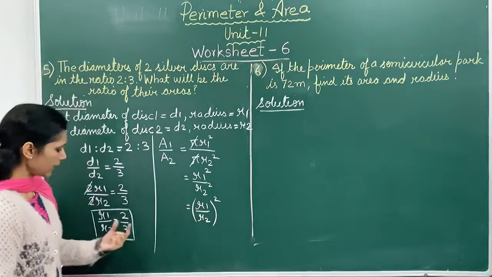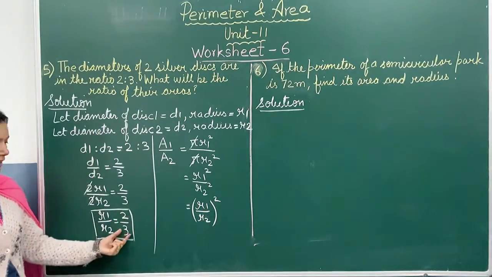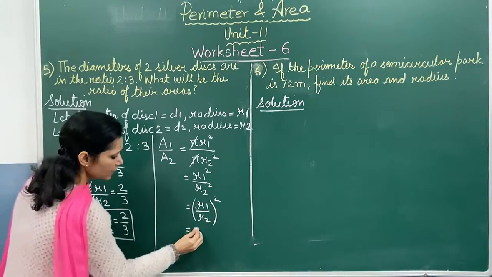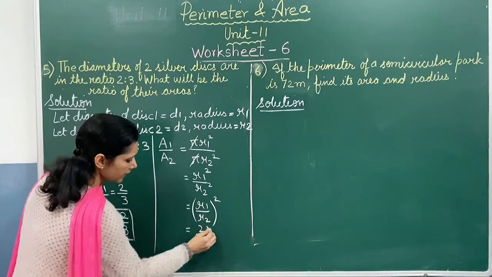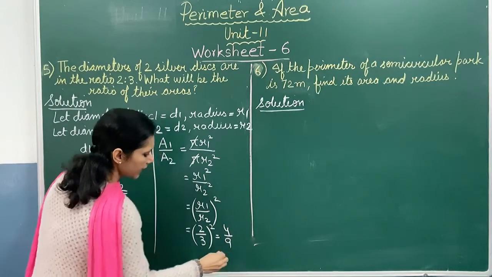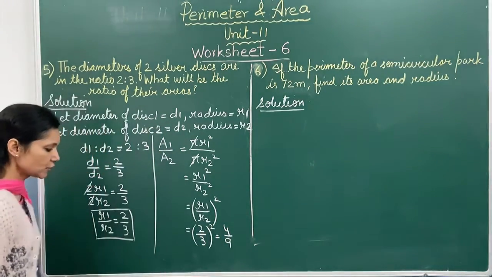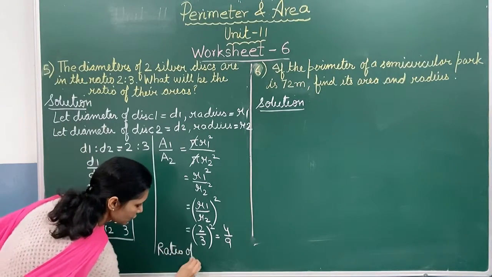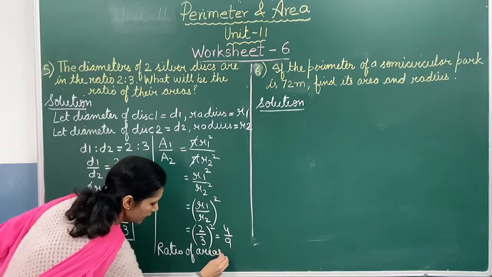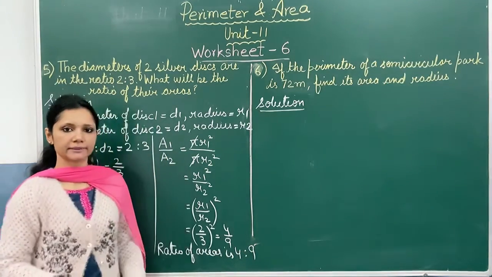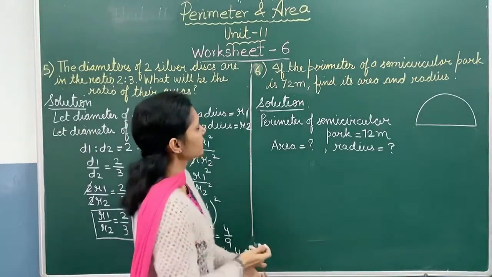But we know that r1 upon r2 is 2/3. So r1 upon r2 can be replaced by 2/3. So this becomes 2/3 whole square, which is 4/9. Hence we say the ratio of areas is 4:9. Coming to question number 6.